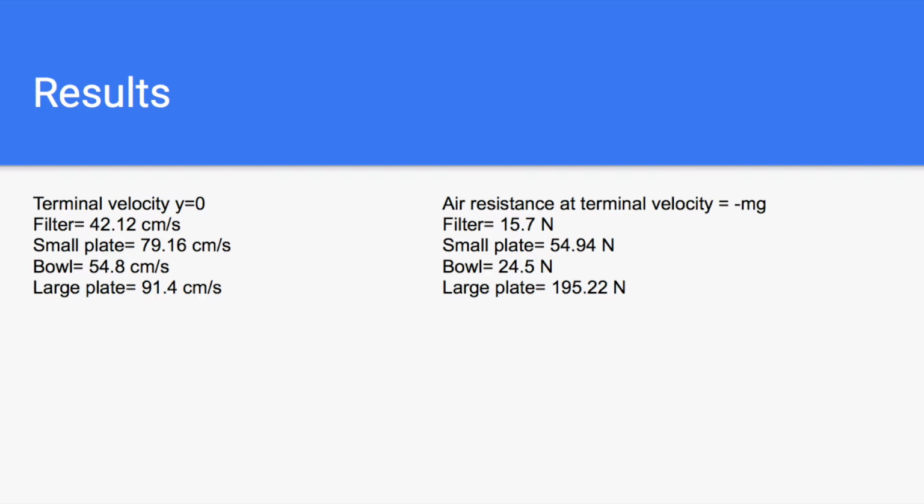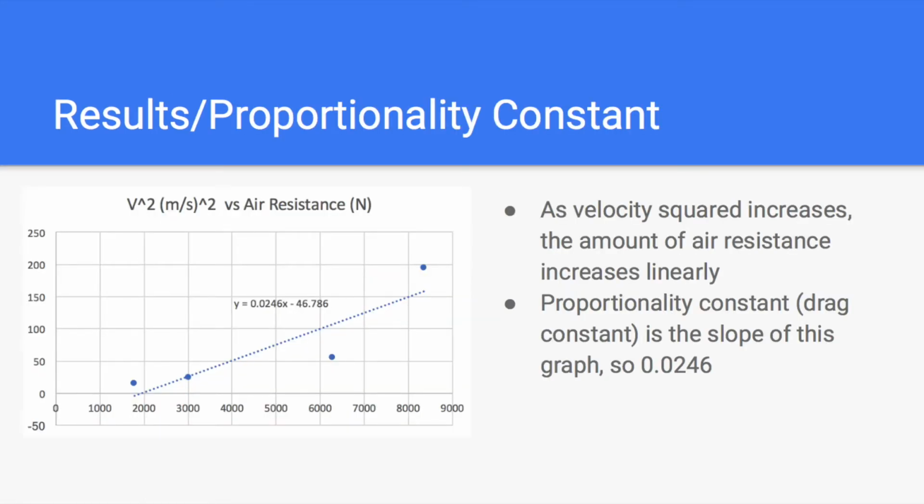We calculated terminal velocity using the graphs on the previous slide, and then we found air resistance based on the fact that net force was 0, so acceleration is 0, and then air resistance just equals negative mass times the gravitational constant, and those were our values for that. We graphed velocity squared versus air resistance and found the proportionality constant is the slope of the graph, which is 0.0246. As velocity squared increases, the amount of air resistance increases linearly.